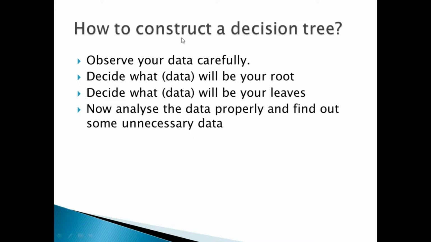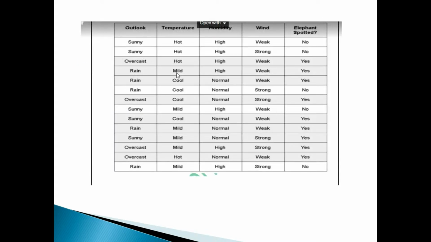So, now if a question is to construct a decision tree, how do I construct a decision tree? First of all, I look at the data, I will decide what will be the root node, and I design the leaf nodes, and then I go about doing the decision tree. Consider if I have some data here.